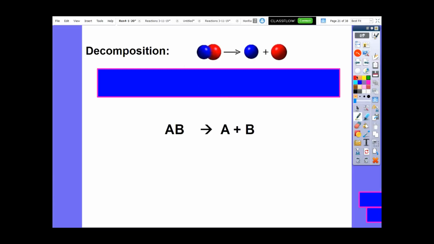So if you're drawing your representation of the atoms, if you don't have colored pencils, you could do a square attached to a circle, but then there's my decomposition reaction, and I get square free and by itself away from circle.